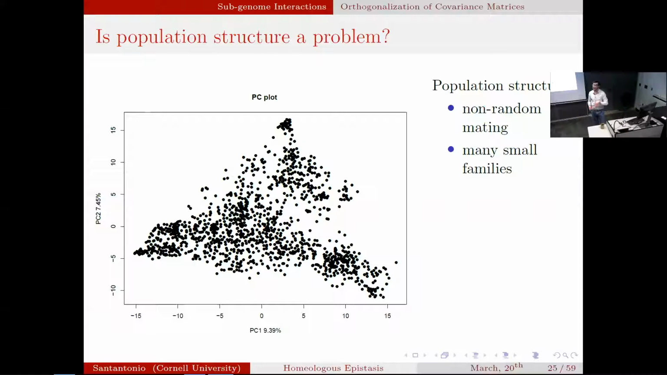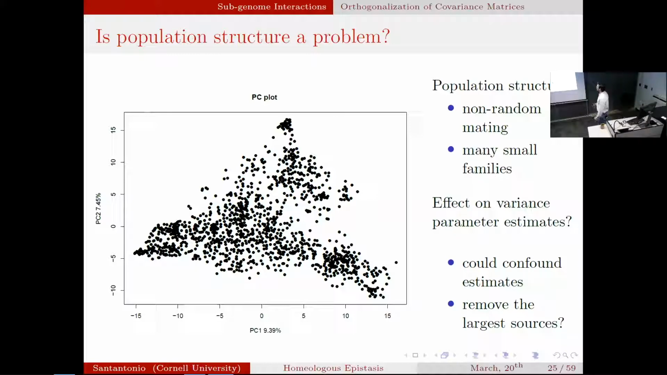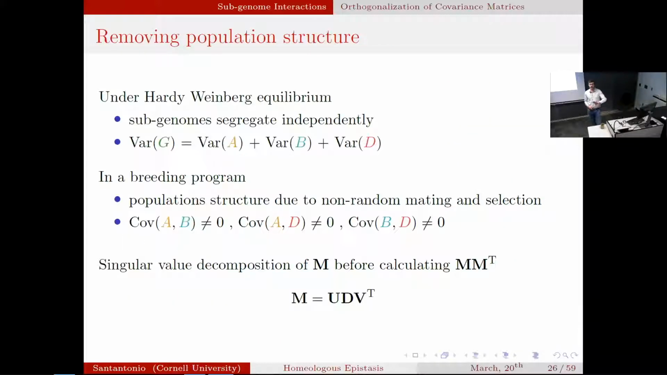Right, so wheat is done with pedigree selection. So this is not some big random mating population of cattle, right? There are very specific crosses. There are few individuals from each cross that go into advanced trialing. There could be confounding of estimates here. And so I've made an attempt to remove the largest sources of variation from the marker matrix before we actually calculate how related individuals are. So basically, under Hardy-Weinberg, these variances should be independent, but typically in a breeding program, they will not be.